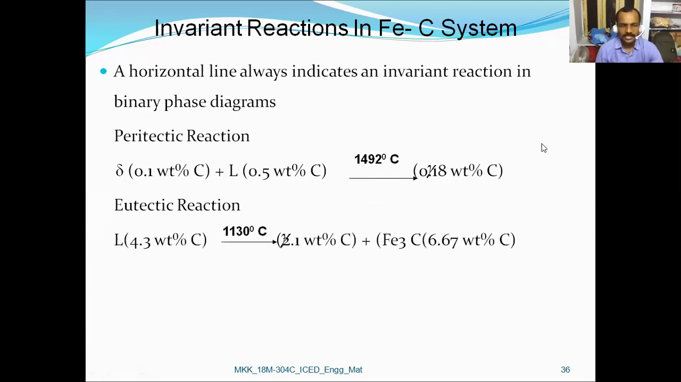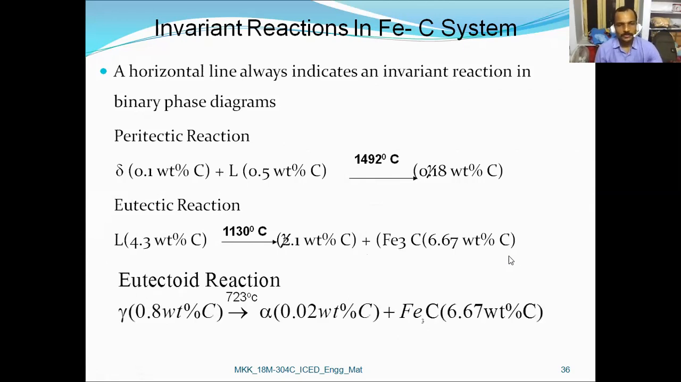Coming to the eutectic reaction, similarly from liquid with 4.3 carbon at 1130 degrees centigrade, gamma with 2.1 carbon percentage and Fe3C with 6.67 percentage of carbon. Next, the eutectoid reaction. Eutectoid reaction at 723 degrees centigrade.